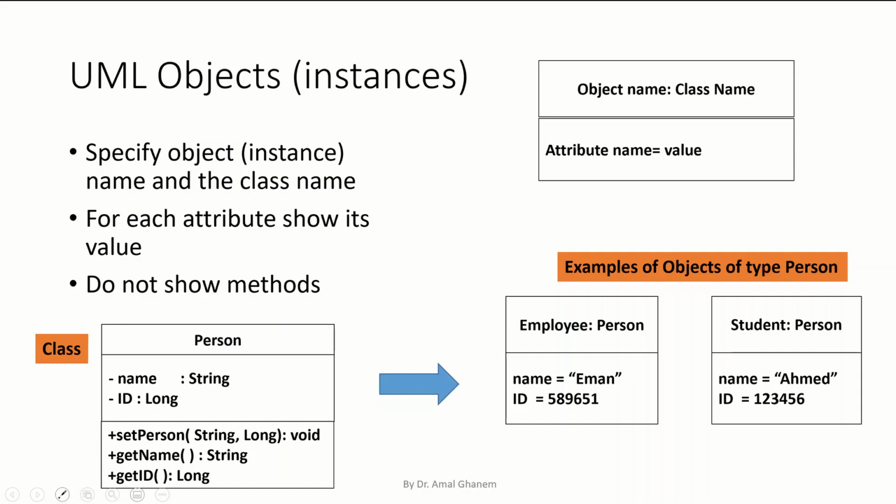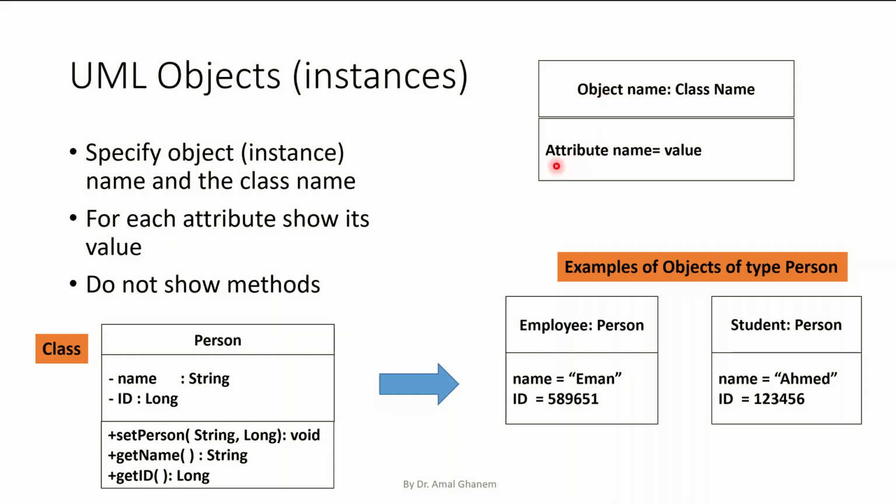If I need to show some examples, some instances or objects, then the way to do it is again a rectangle of 2 sections. In the upper section, I will mention object name colon class name. Class name is the class we just defined, which is person. Object name is any object you define. Just like we say we have a variable integer x, we have an object student y. So just give this name x, y, my student, my object. So any naming you prefer.